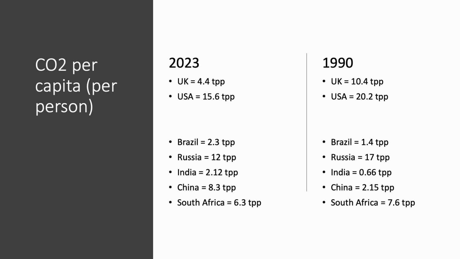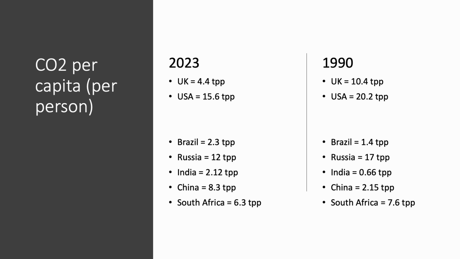So let's look at the CO2 per capita comparing 2023 to 1990. In 1990, the UK was producing 10.4 tons per person and the US 20 tons per person. By 2023, it's estimated that it's around 4 tons per person in the UK and 15 tons per person in the US. A significant drop for both, but obviously the UK has gone a lot further, a lot faster, and also from a lower base.